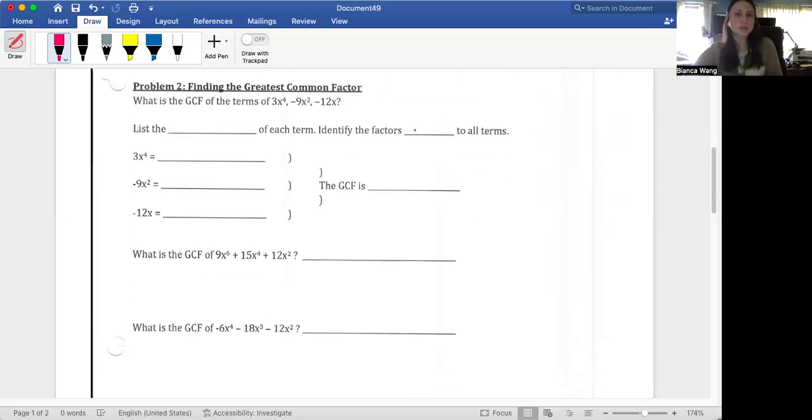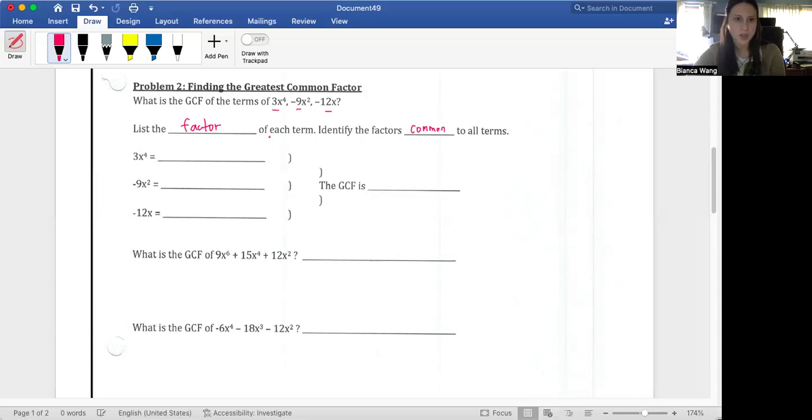So if we're looking for the greatest common factor of multiple terms, what we're going to do is factor each monomial and identify all the common factors that each monomial has. So here's the instructions. List the factors of each term, and then identify the factors common to all terms. So let's talk about what that means.